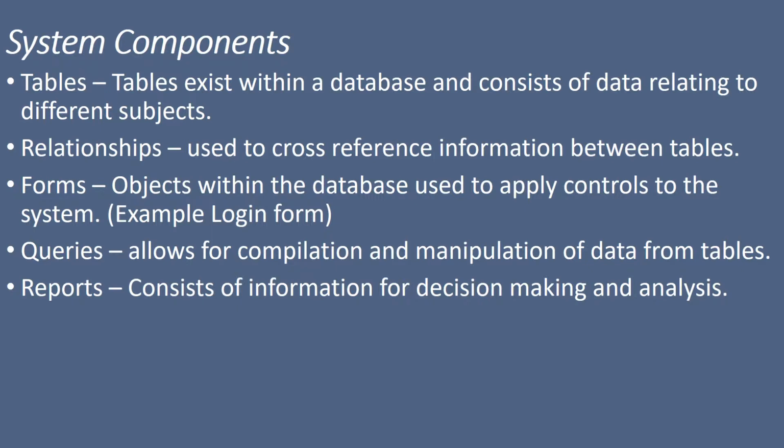Components of the system are as follows. Tables, which exist within a database and consist of data relating to different subjects. Relationships, used to cross-reference information between tables. Forms, objects within the database used to apply controls to systems. For example, the login form, navigation form, registration form, just to name a few. Queries allow for compilation and manipulation of data from tables. And last but not least, reports, which consist of information for decision making and analysis.